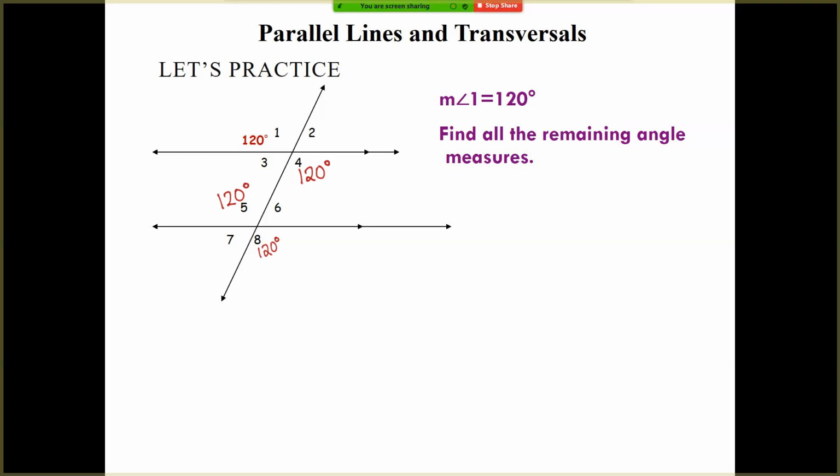So now I'm going to go all the way back up to 1. What do I know happens if I add angle 1 to angle 2? What's it form? A straight line. So they're supplementary. So I know that angle 1 plus angle 2 has to equal 180 degrees. If angle 1 is 120, what does angle 2 have to be?